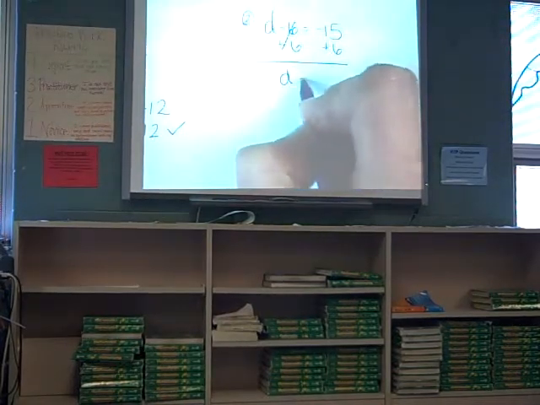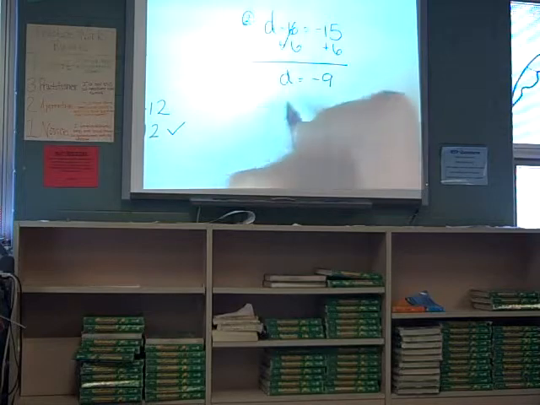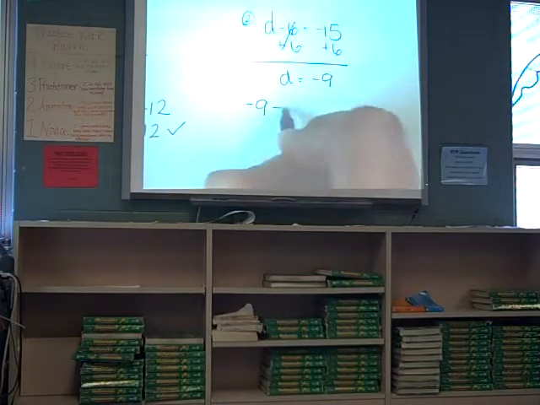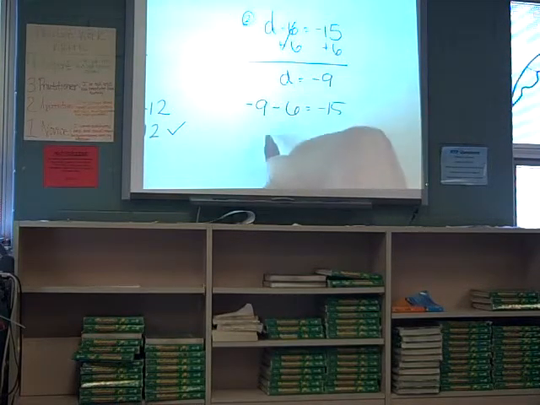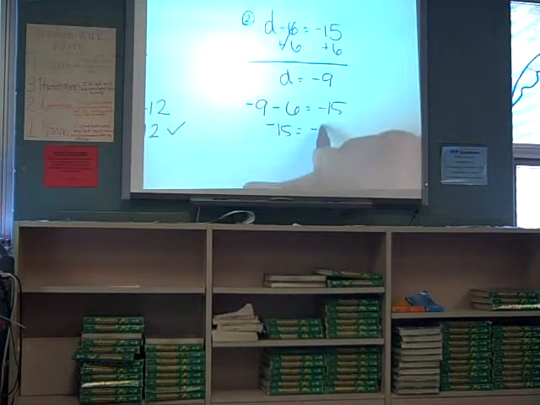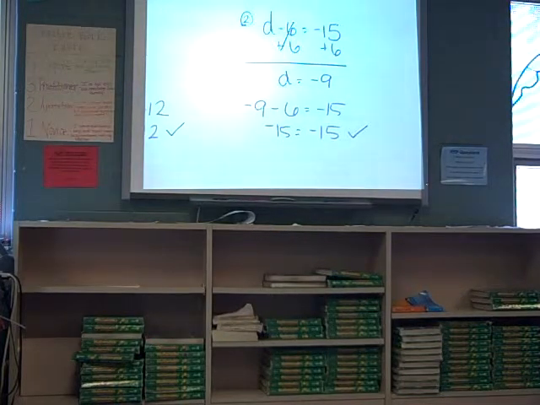So you've got D equals negative 9. To check, I plug negative 9 in. And it does indeed check. Now, today's lesson is no different. If you can do this, you can do what we're doing today.